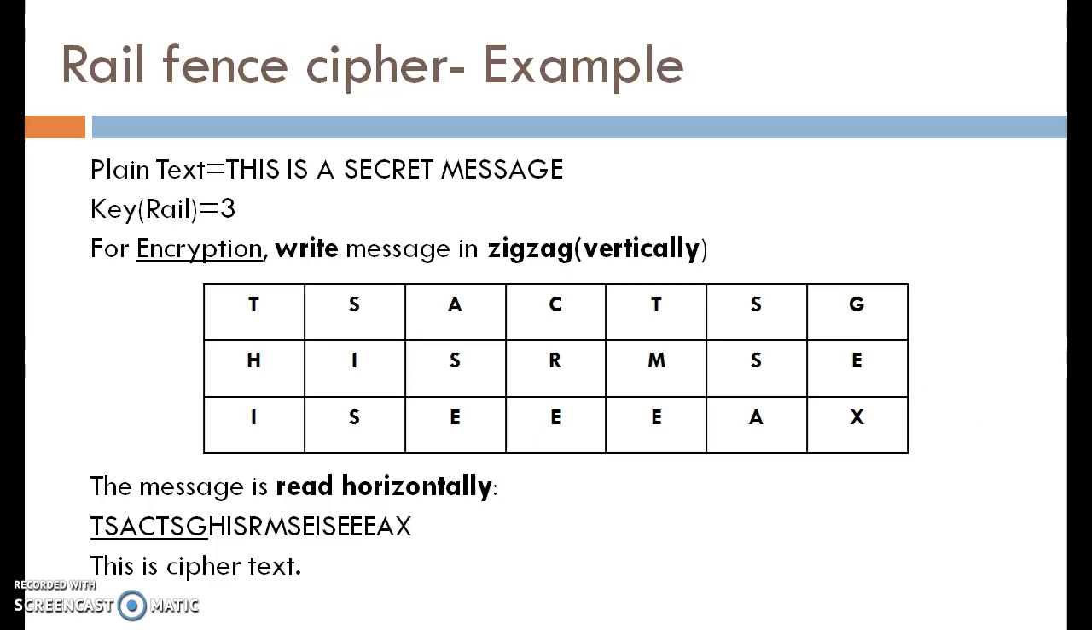So after reading horizontally, we get the ciphertext. Reading the first row horizontally, that is T, S, A, C, T, S, G. Then the second row H, I, S, R, M, S, E and so on. So this is our corresponding ciphertext. So for encryption, we write the plaintext message vertically and after that read the message horizontally.